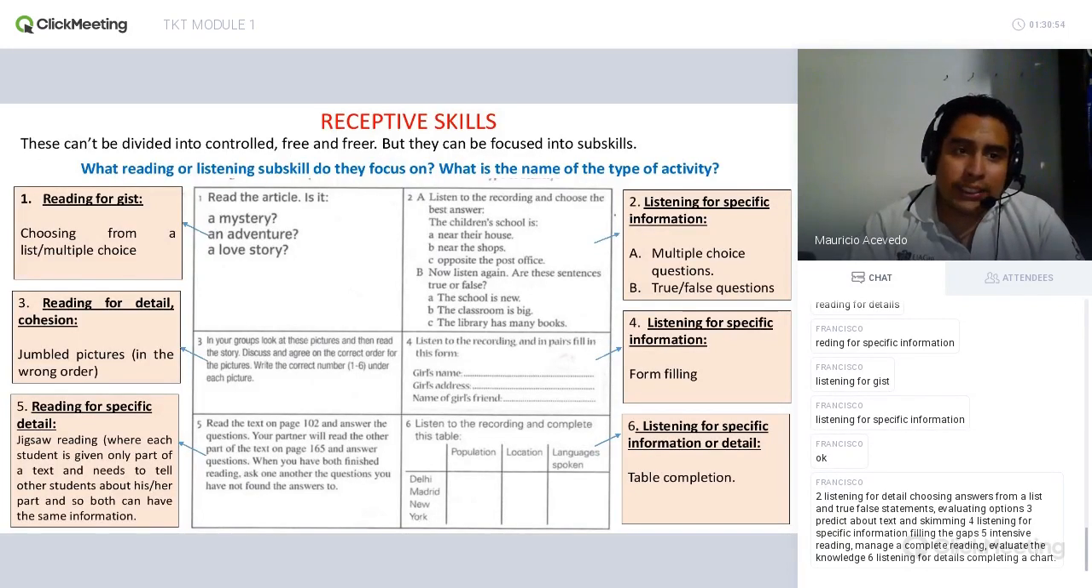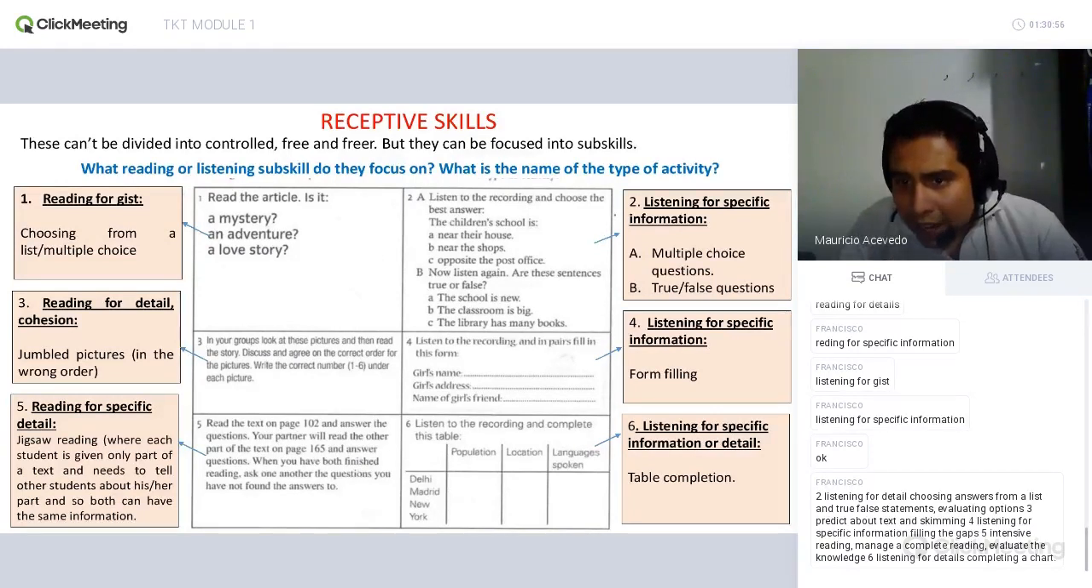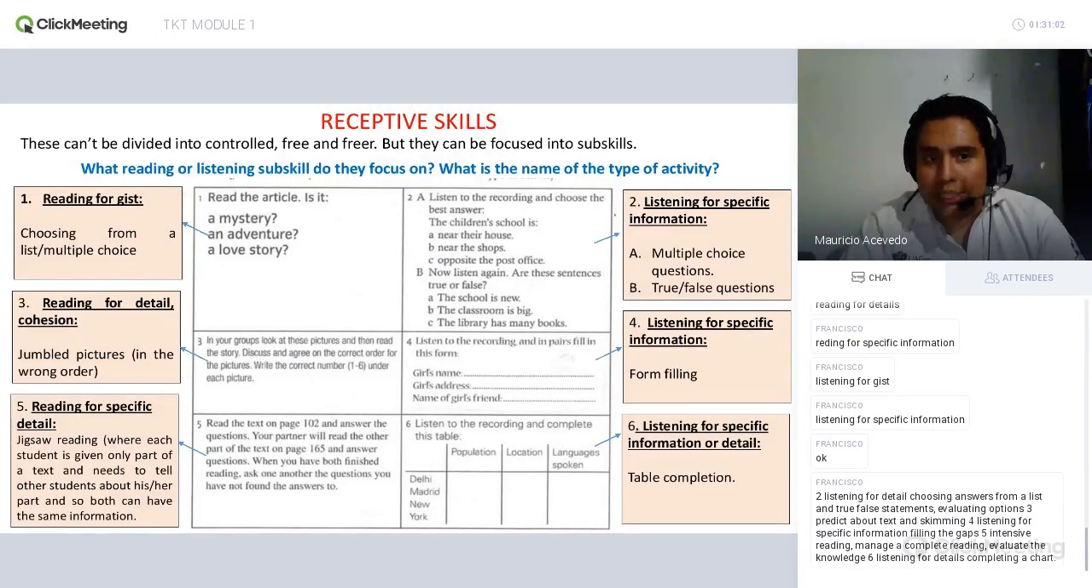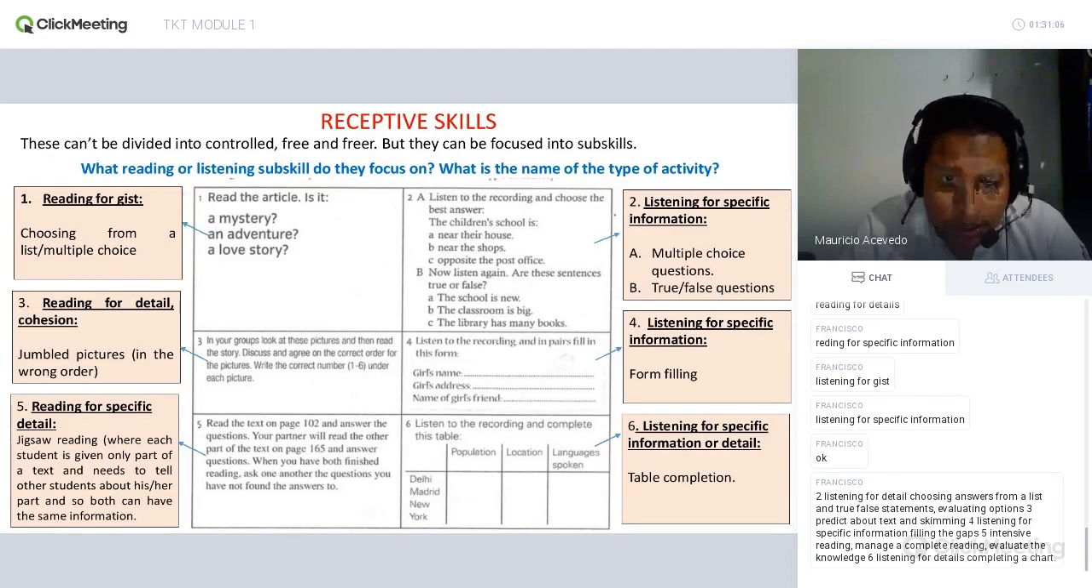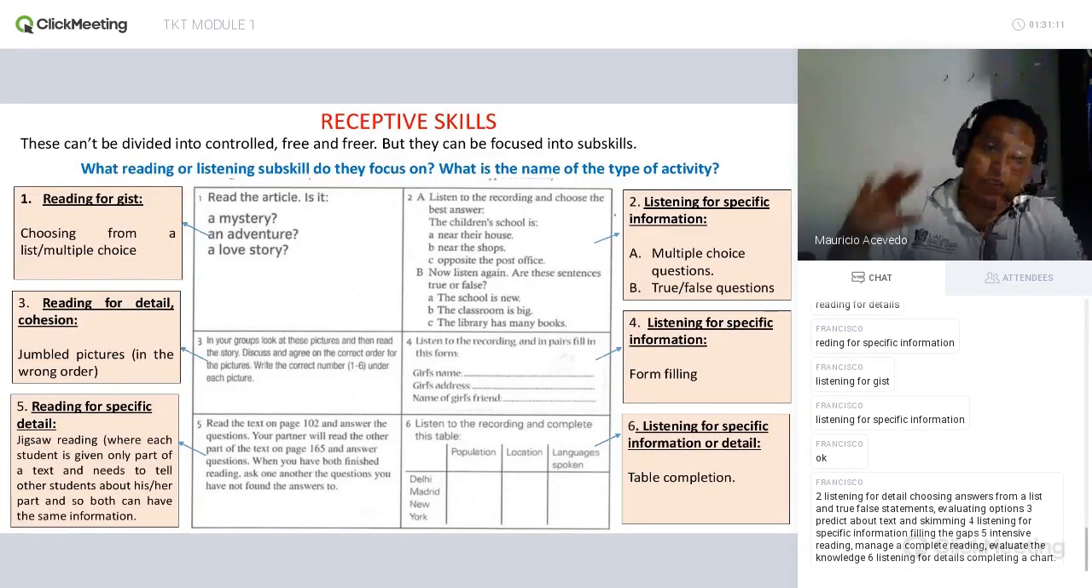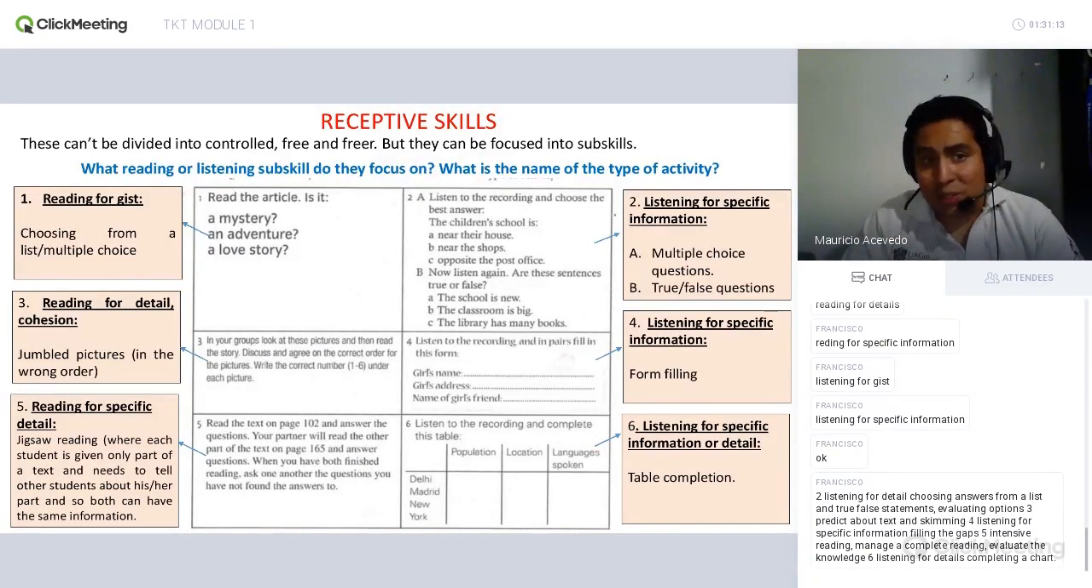Reading for detail in number three, and you have predict about text and skim. In this case, it's more related to detail and cohesion. Put the pictures in the right order. So in this case, you have to order the pictures just like that. So it's more reading for detail. You need to focus on each part of the text.